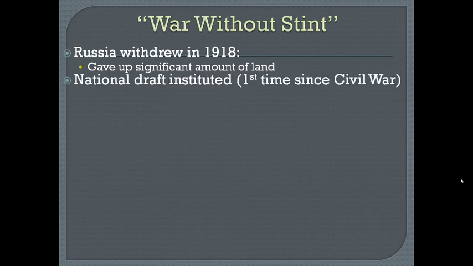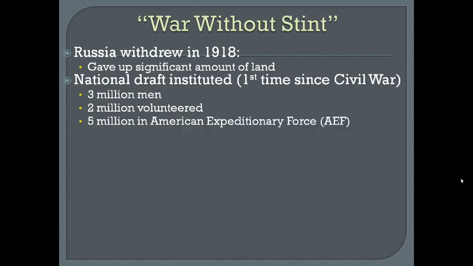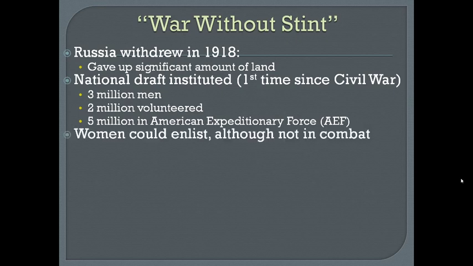During the war, we have a national draft instituted for the first time since the Civil War, and when it was instituted during the Civil War, it was terrible. There were draft riots going on, and it's better during the Great War, but still there were many race riots and things happening as well. But anyway, there were 3 million men drafted, 2 million volunteered, which adds up to 5 million in the American Expeditionary Force, or the AEF.